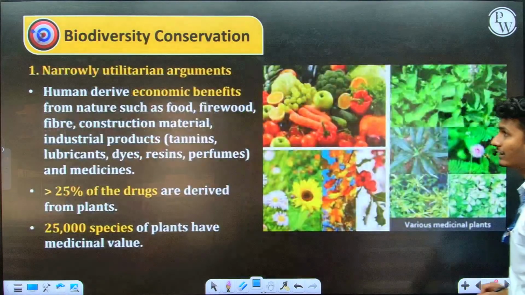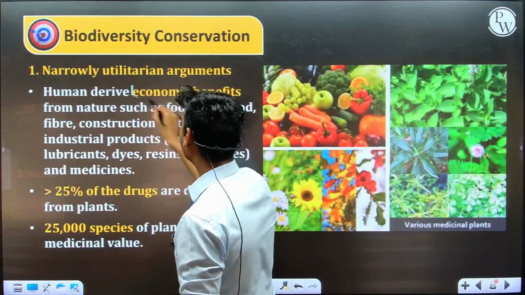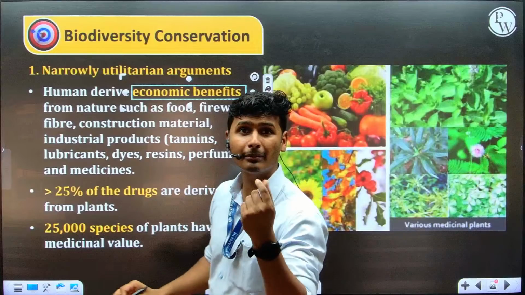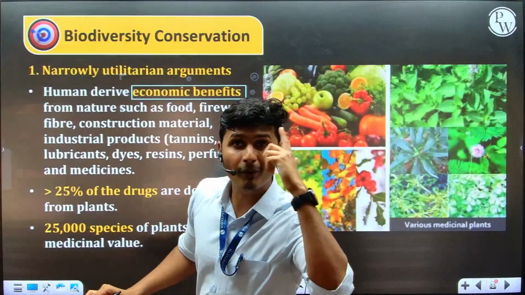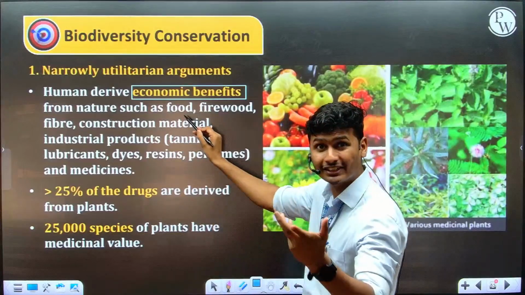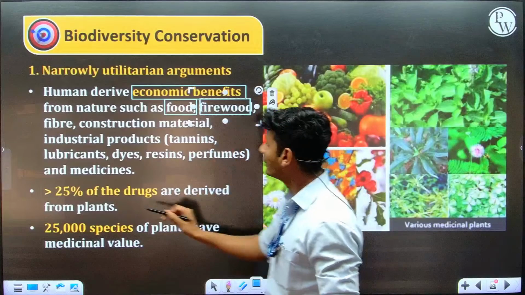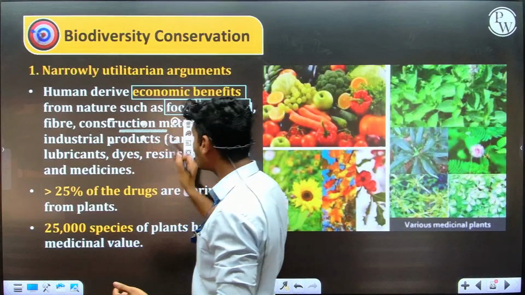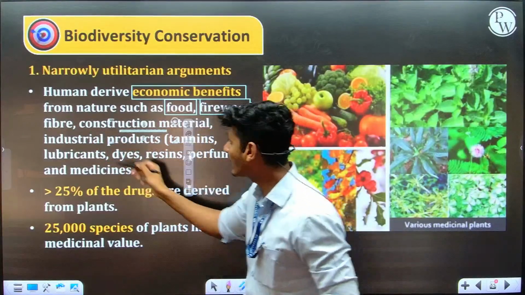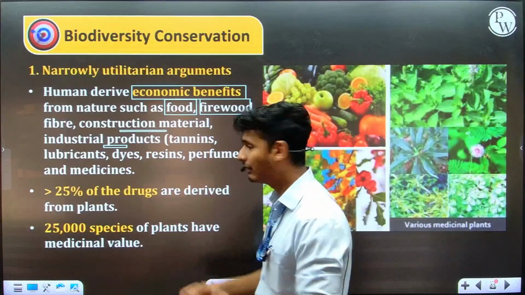First argument, narrowly utilitarian argument: human-derived economic benefit. If we are thinking of economic benefit from forest, like from nature, we get food, sir. We get firewood, sir. We are getting fibers. We are getting construction material. We are providing this material to industry. We are getting money from industry. Our bank balance is expanding.